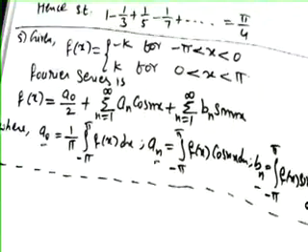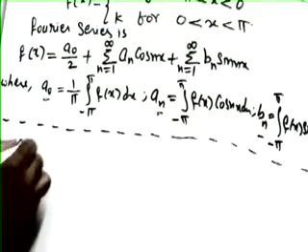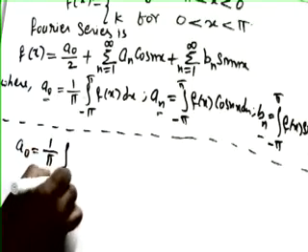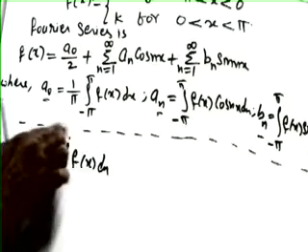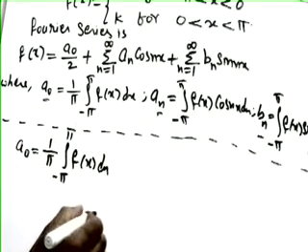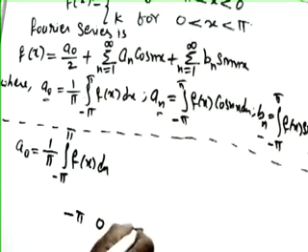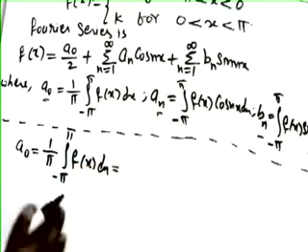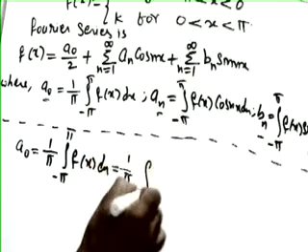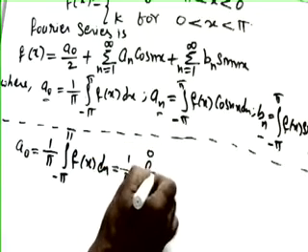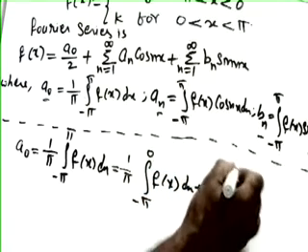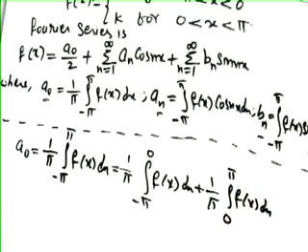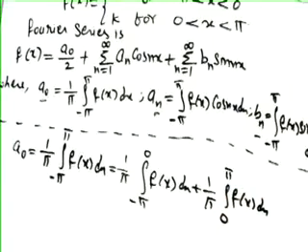So we know what is the value of a naught. See here, a naught equals 1 by pi integration minus pi to pi f of x dx. But we are having two values for f of x. From minus pi to 0 there is one value, and from 0 to pi there is another value. So we have to change this into two integrals: 1 by pi integration minus pi to 0 f of x dx plus 1 by pi integration 0 to pi f of x dx.